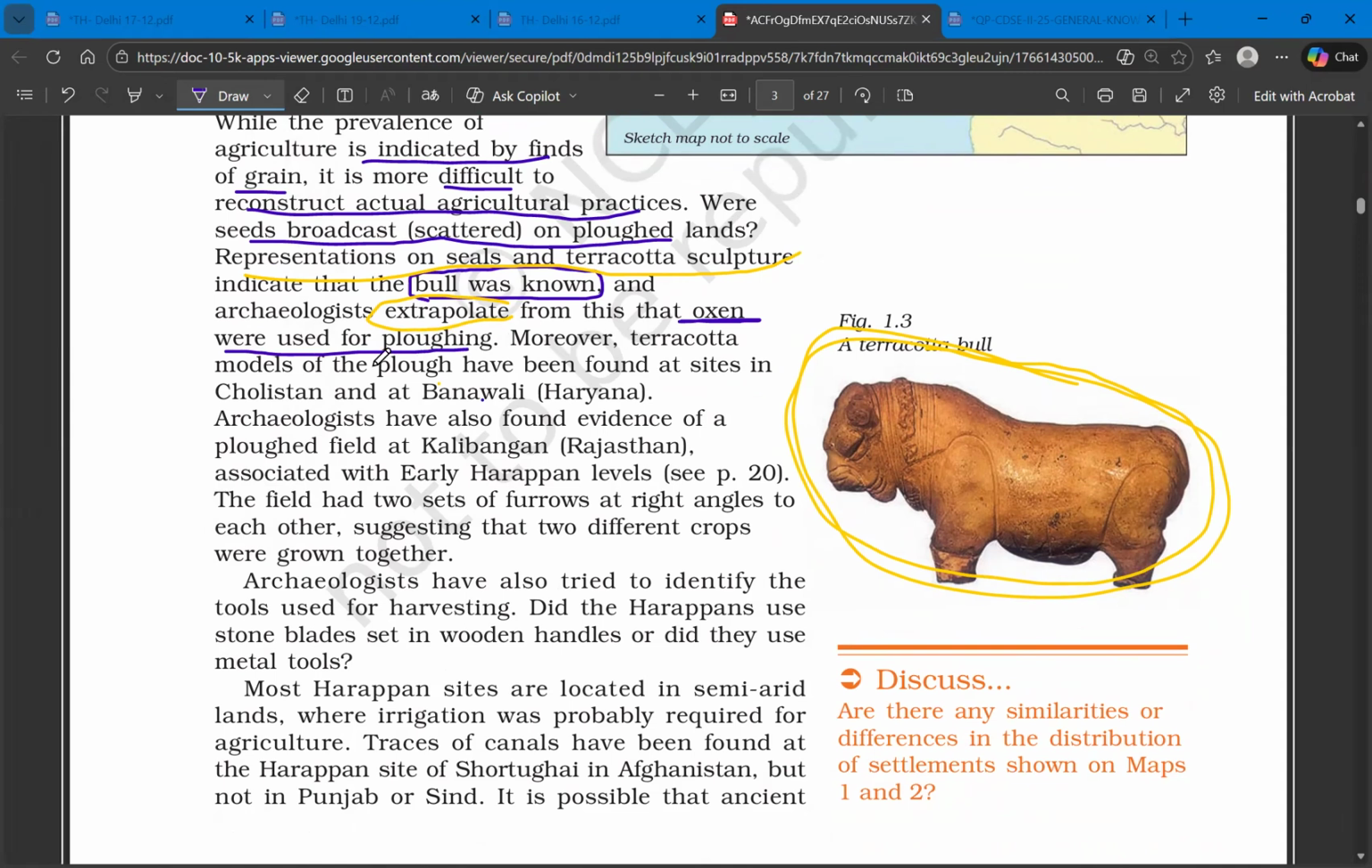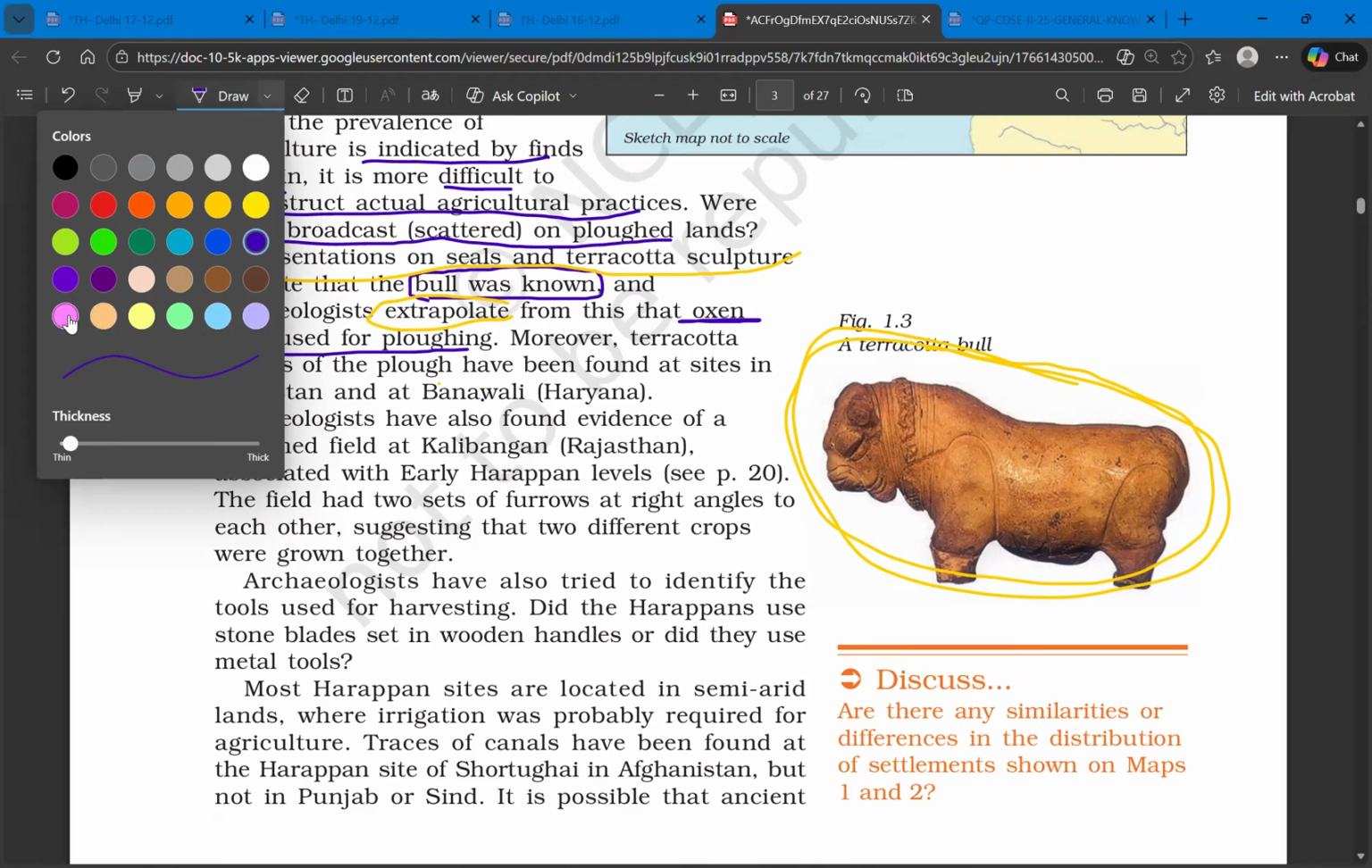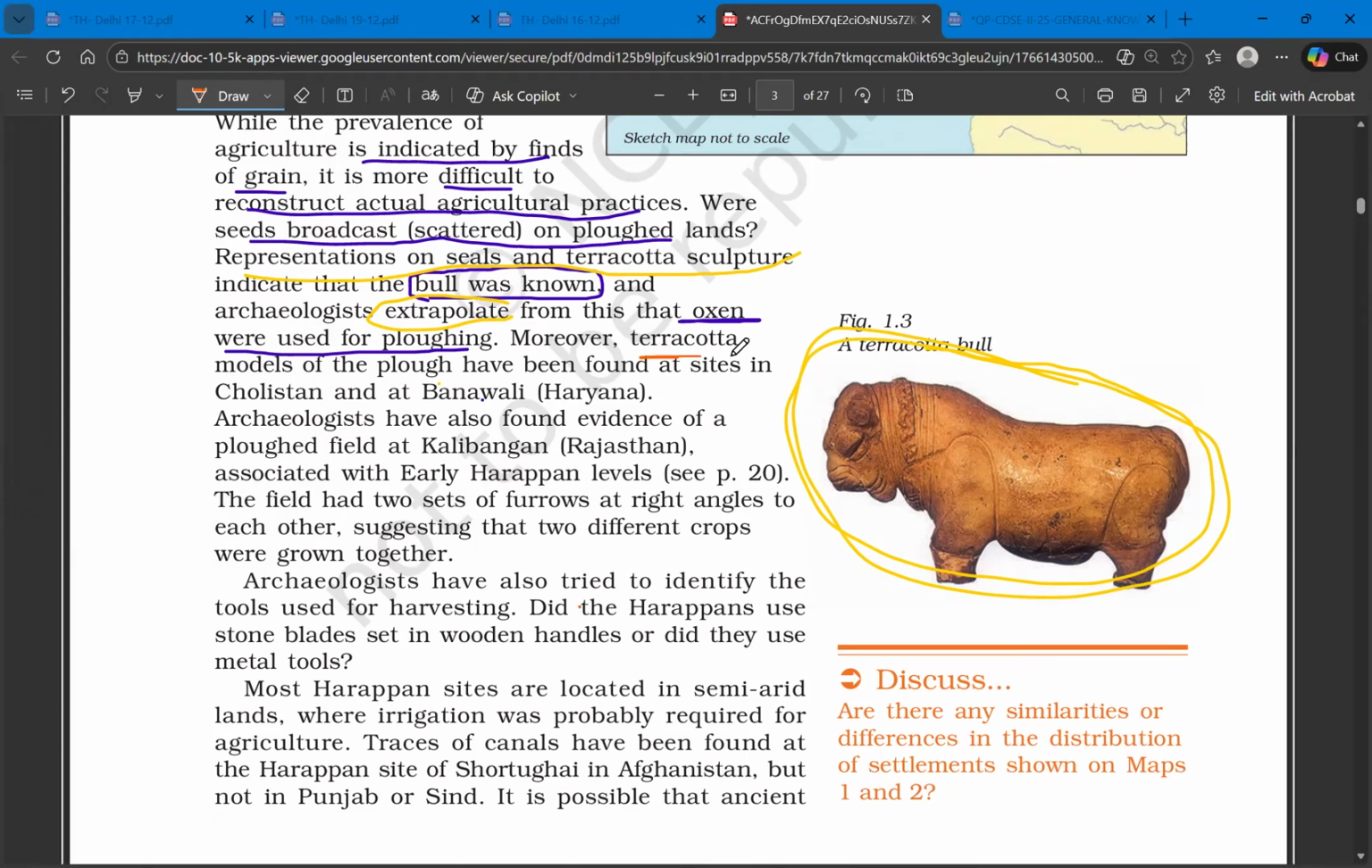Moreover, terracotta models of plow were found at sites in Cholistan and at Banavali. So where were the terracotta models of plough found? These were found in two places, Cholistan and Banavali, Haryana.